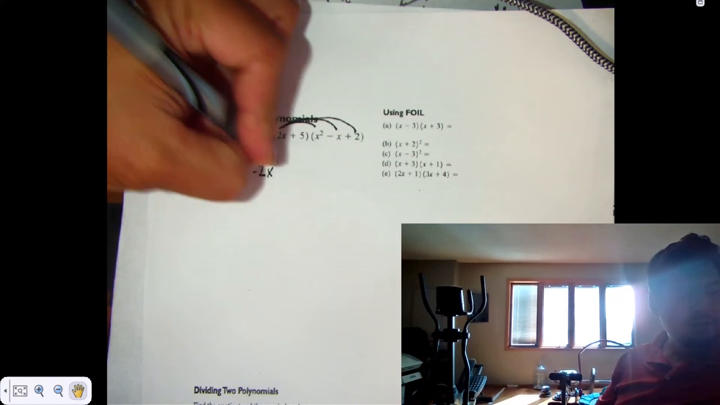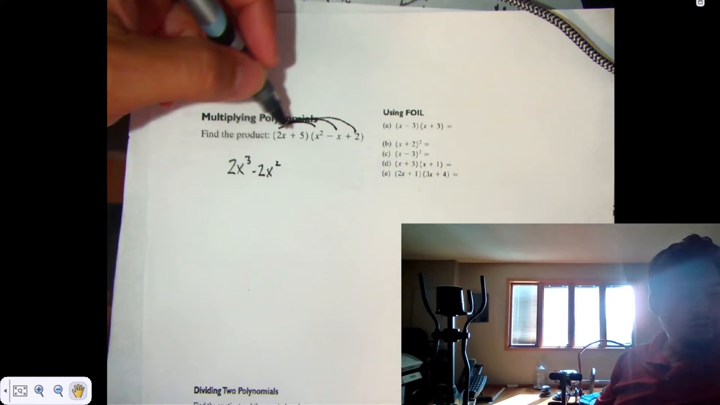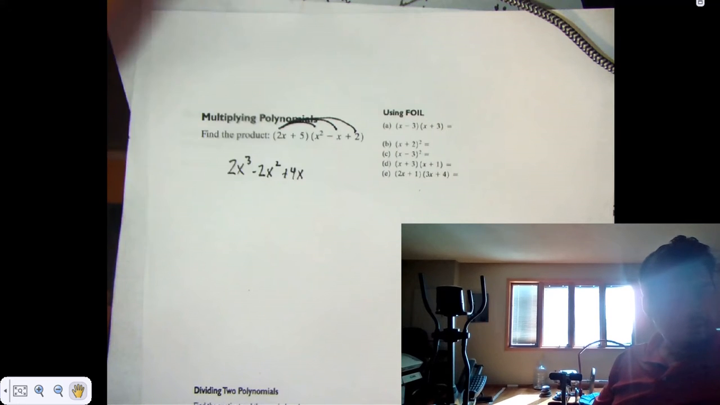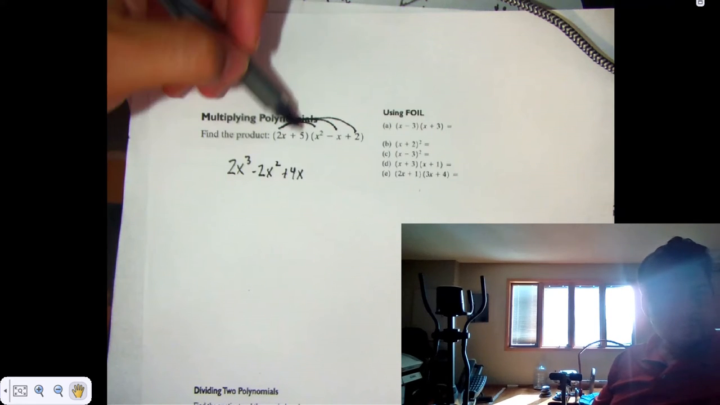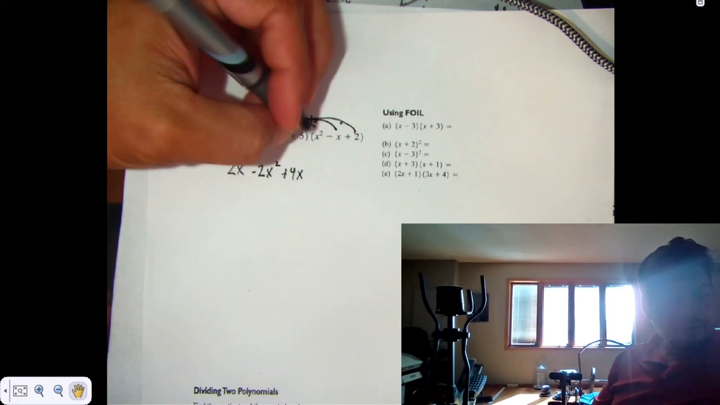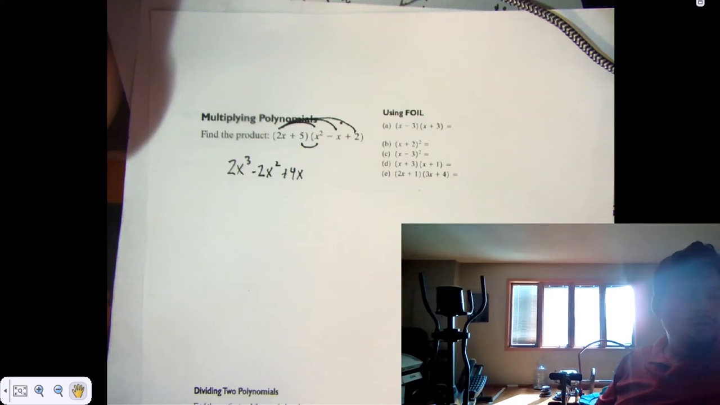So 2x times x squared is 2x cubed. 2x times negative x is negative 2x squared. 2x times 2, and it is a positive 2, is positive 4x. And draw the arrows, kids. Just draw the arrows. I understand why you won't. Anyways, we're done with the 2x. We're moving on to the 5.